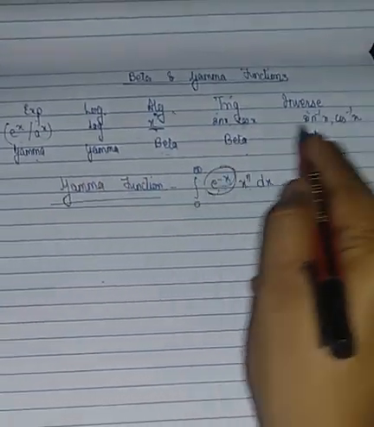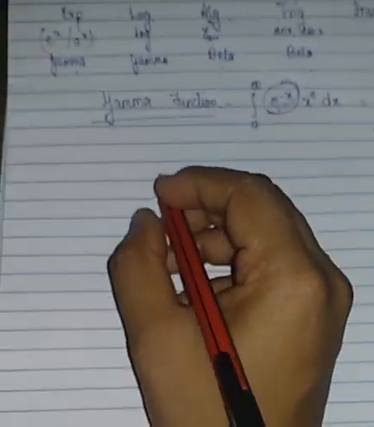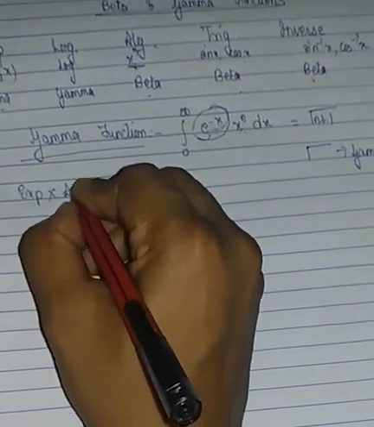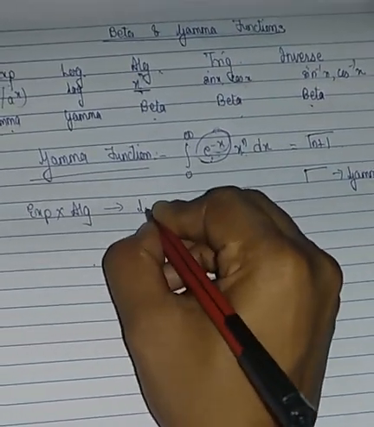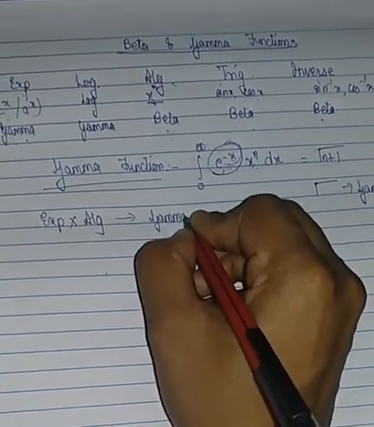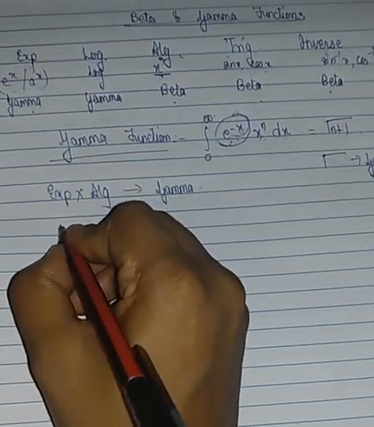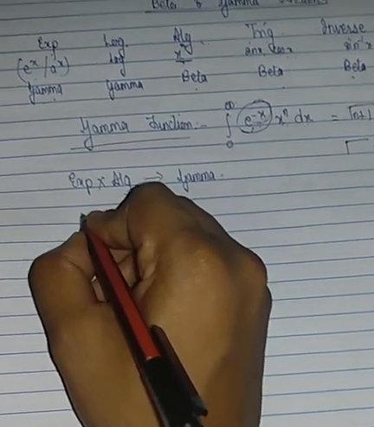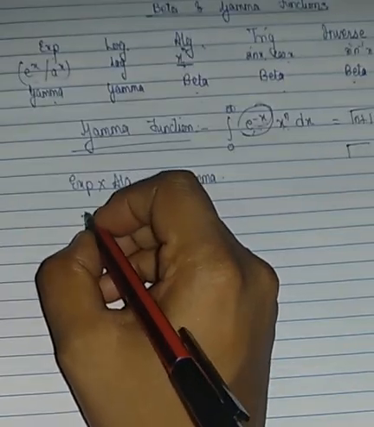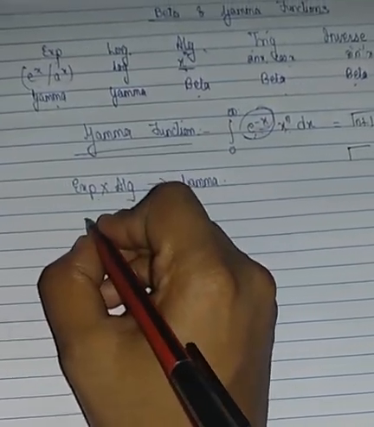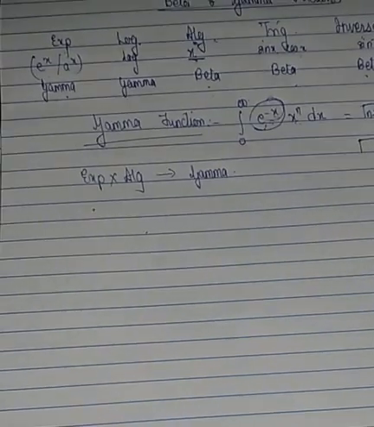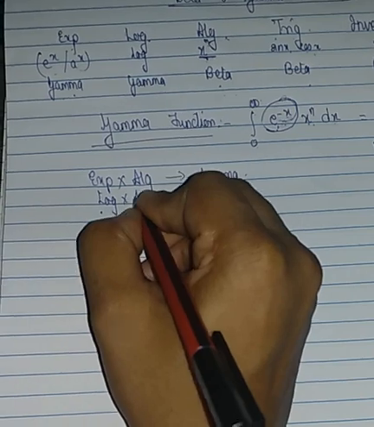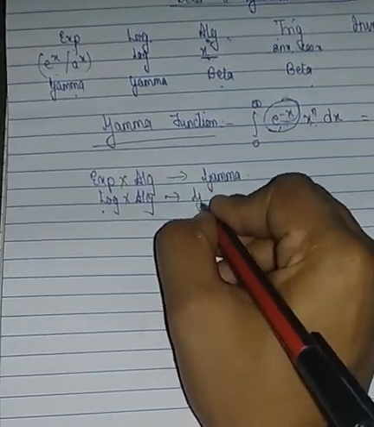Next, since we have five types of functions, we can have combinations of them. Now, what are the combinations? If I have an exponential into algebraic, it's bound to give me gamma. Next, if I have exclusively log, which I've already said, it's bound to give me gamma. Exclusively exponential is also bound to give me a gamma. If it is something of the form log into algebraic, it is bound to give me a gamma function.